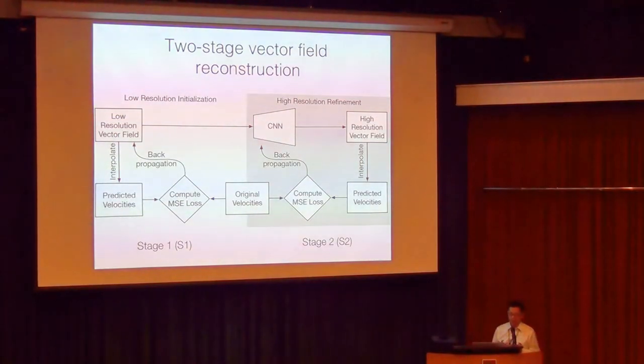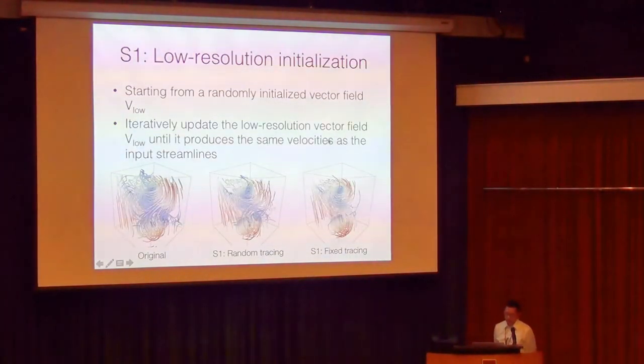We start with a random flow field and try to learn from the input stream lines, making sure that at the voxel locations where we have stream line information, the field matches it. This generates a low resolution flow field. From there, we use a convolutional neural network to go from low resolution to high resolution, or original resolution, and reconstruct a high quality vector field. In both stages, we use the mean square error as the loss function. This is the first stage: we start with a random field and iteratively update the low resolution vector field until it produces the same velocity at the input stream lines. This is the original result, and we are showing maybe 200 stream lines here.